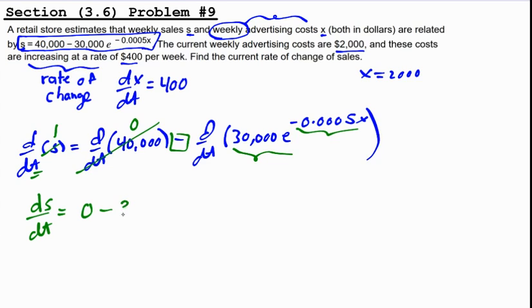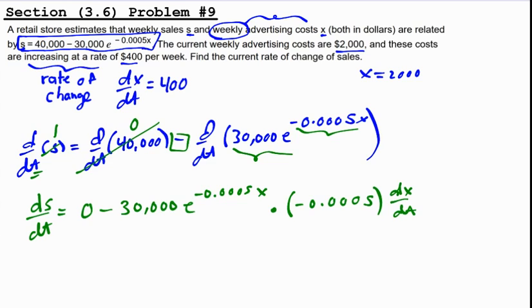0.0005x. Well, e is its own derivative, but then when we follow by the chain rule, we have to multiply by the derivative of the exponent. So that gives us negative 0.0005. And because x does not match t, this follows with a dx dt. Now we want to plug in 2,000 for x and 400 for dx dt.